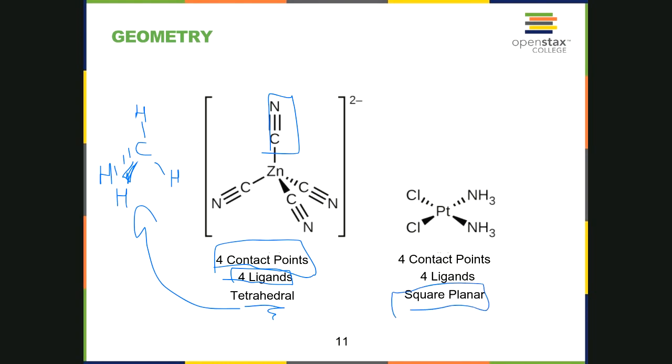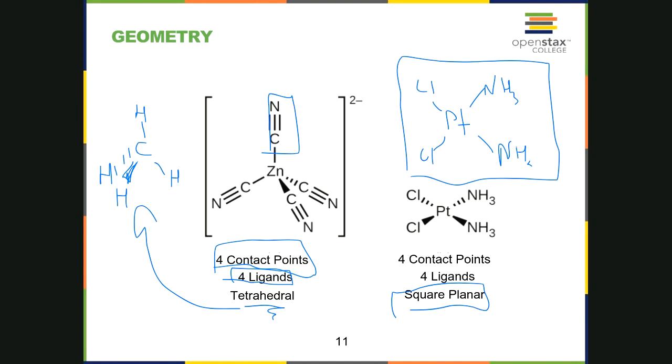And if I were to take this molecule and rotate it a little bit, then you'd have the platinum in the middle. You'd have the two ammonias at corners of a square. And then the chlorides would be at the other corners of the square. So we could draw a square around that, but it's flat on the page, so it's planar. So anyway, geometries you guys had in Chem 140. So not only do these have ligands and contact points, they do have geometry.